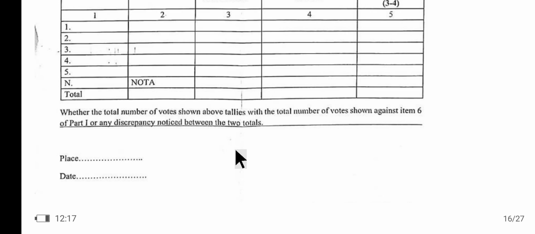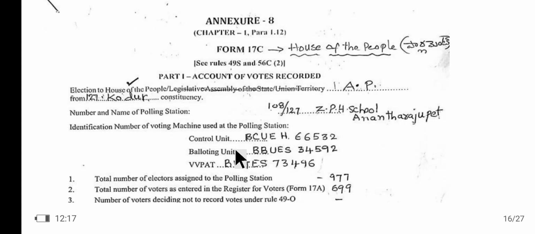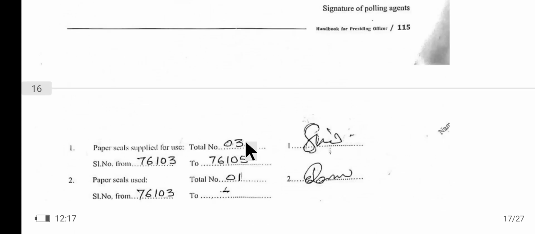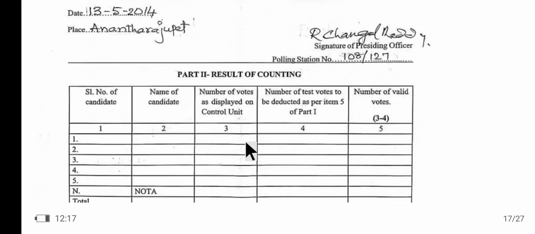And now let's move on to Annexure 8, Form 17C Part 1, account of voters recorded, for the House of Parliament. The same information but for the parliamentary constituency. So this is the sample data.